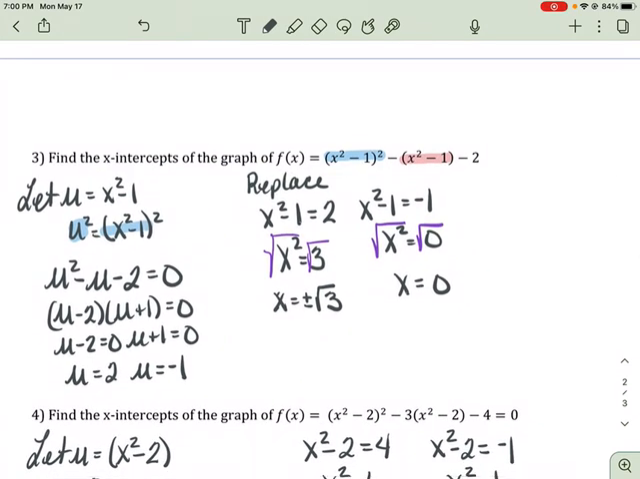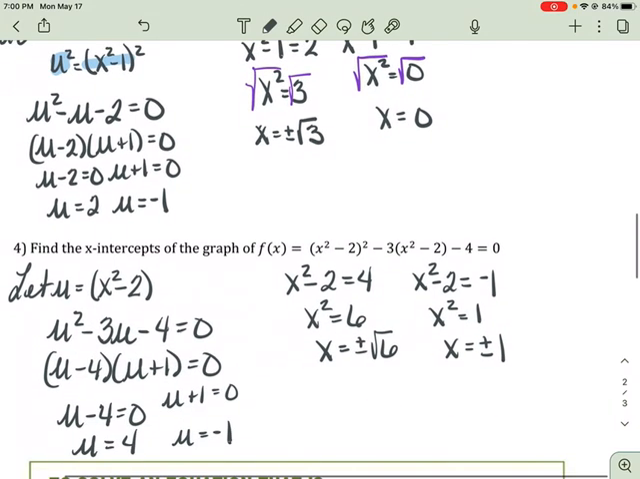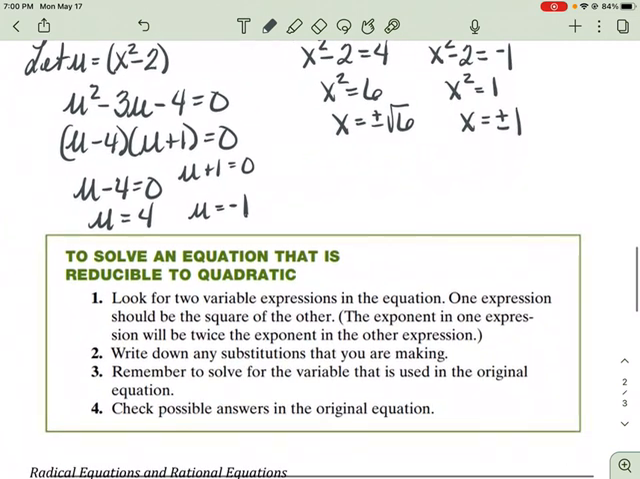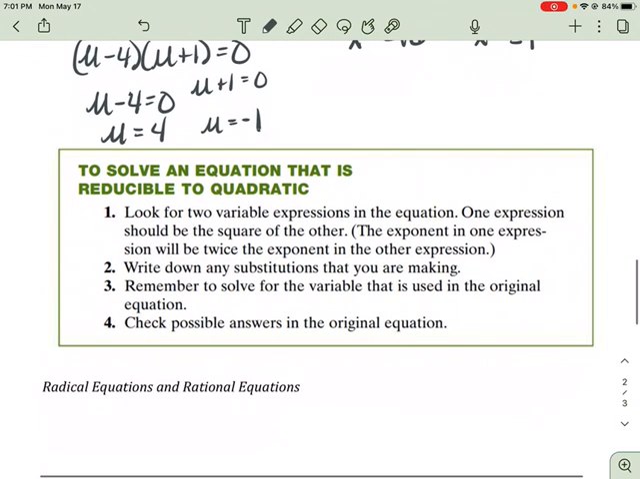All right, so pause the video and try the next one on your own. Okay, so I got plus or minus the square root of 6 and plus or minus 1. Just double checking to make sure. Yep. All right, so here are some helpful hints. Look for two variable expressions in the equation. One variable should be the square of the other. That's why we use the middle term, and then the other one's the square. Write down any substitutions you're making. Remember to solve for the variable using the original equation, and check your possible answers in the original equation. So we're going with everything works.